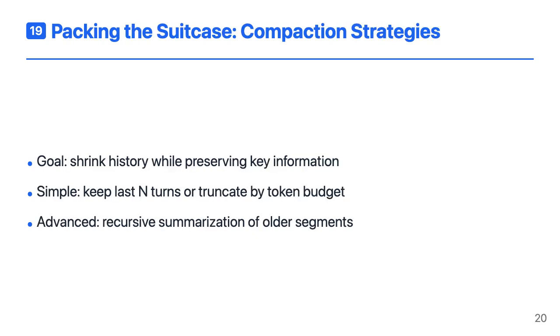The paper compares context management to packing a suitcase for a long trip. If you try to bring everything, the suitcase becomes unusable. If you bring too little, you miss essentials. Compaction strategies are how you pack smart. Simple approaches include keeping only the last n turns or walking backward through the history until you hit a token limit. More advanced methods use recursive summarization, periodically summarizing older parts of the conversation and replacing them with concise summaries that preserve the important bits.